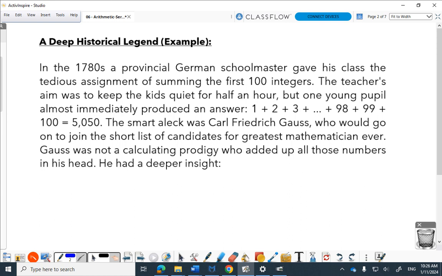Gauss was not a calculating prodigy. He's not one of those people that you can just tell some crazy multiplication or addition question, and he can just do it in his head. No, he was not that. He was just clever. And I'll show you how clever he was in just a minute. He had a deeper insight. Here's what he did.